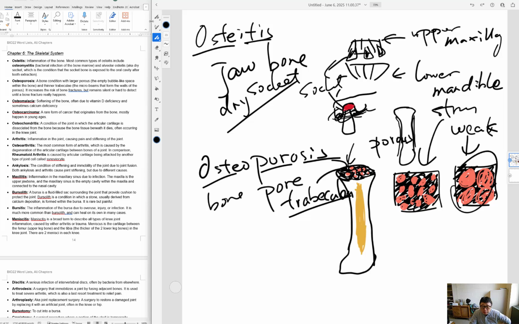At the beginning, people do not really feel much. So it's also called the silent killer of the bone. You don't feel anything until the person gets a bone fracture. And how to prevent it? Taking more calcium and more exercise. And let's keep moving.